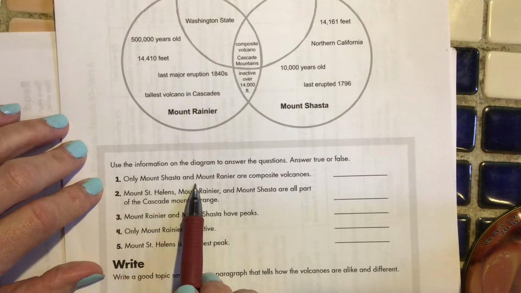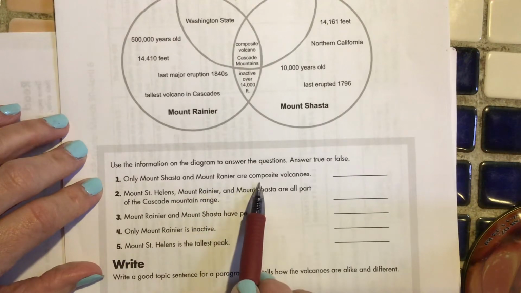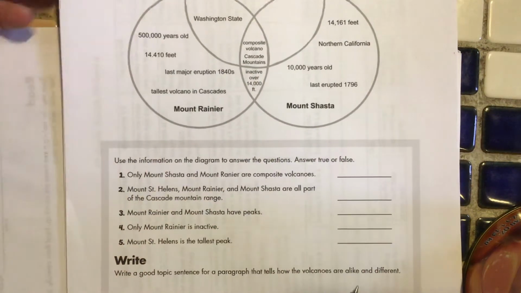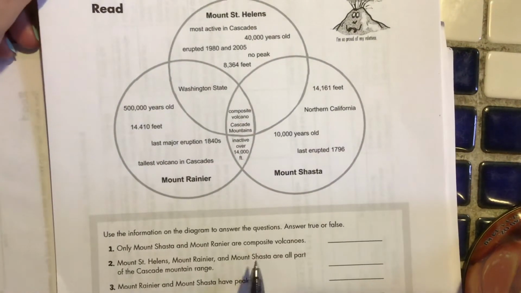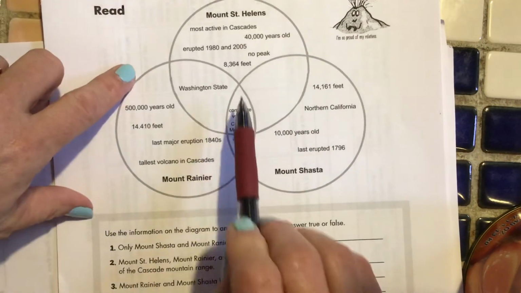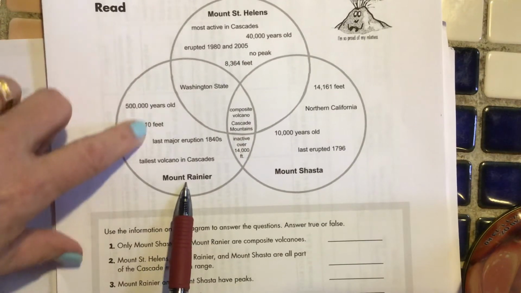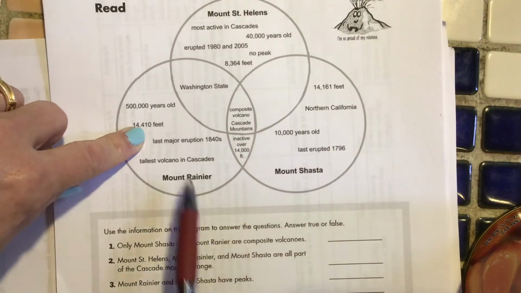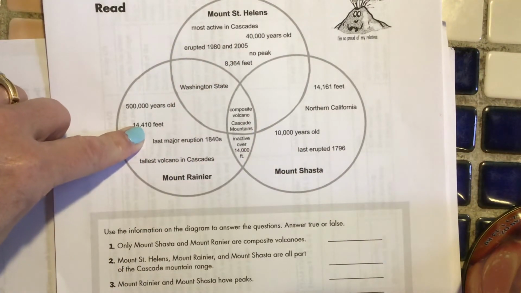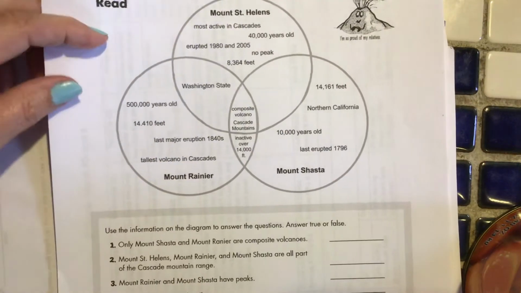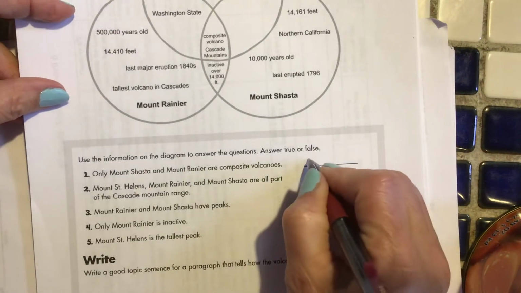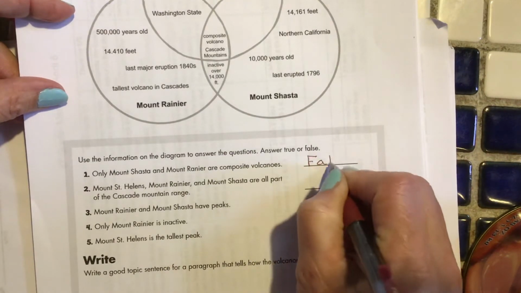Number 1: Only Mount Shasta and Mount Rainier are composite volcanoes. So we're talking about Mount Shasta and Mount Rainier. Let's look at our diagram. It says that it's a composite volcano that encompasses Mount Rainier. It encompasses Mount Shasta, but what else does it encompass? It also encompasses Mount St. Helens. So that means our first answer is, that's right, it's false. I'm going to start you off. I'm going to give you your first one, and you're going to do the rest of these.